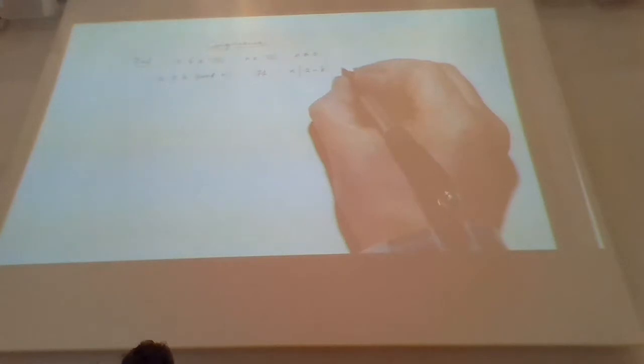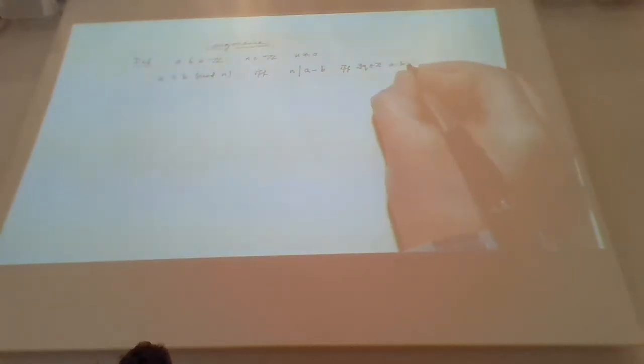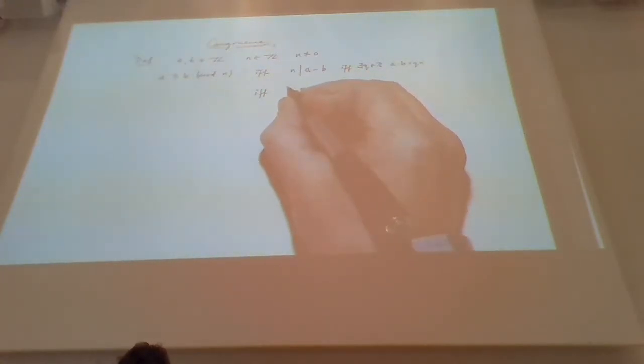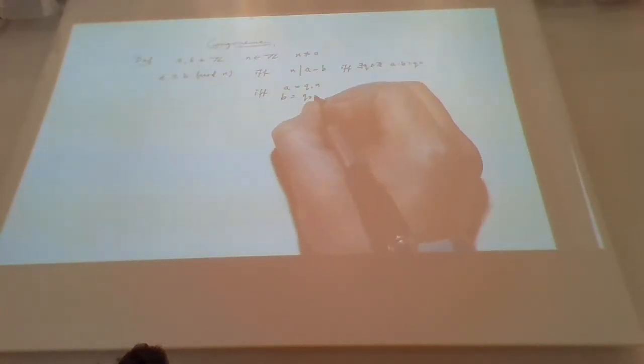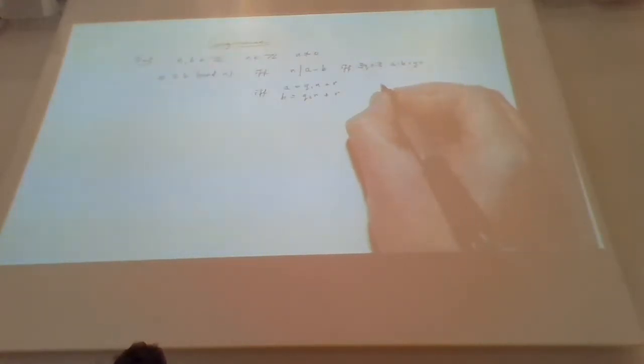or in other words, equivalently, if and only if there exists another integer q such that a minus b is equal to qn. Various ways of thinking of it. Yet another way of thinking of it is if and only if when you divide a and b by n, it will go in a certain number of times, and the small remainder that comes out, r, which is strictly less than n but greater than or equal to 0, is the same remainder.